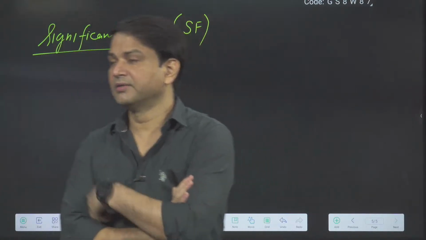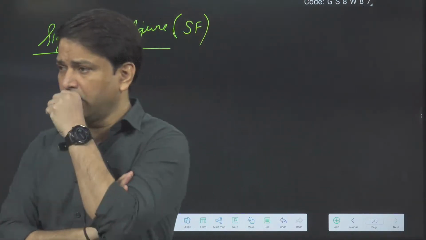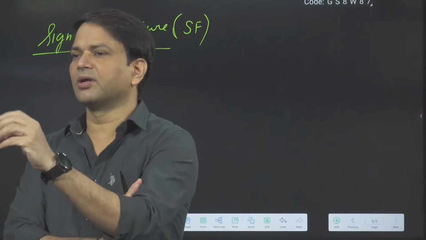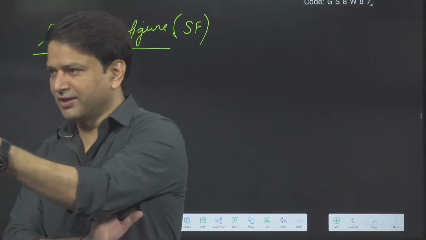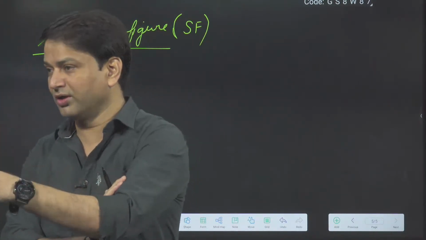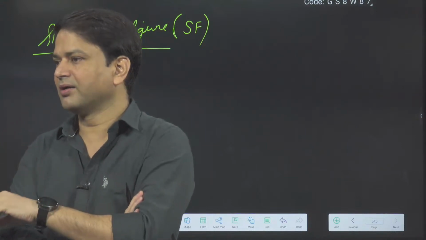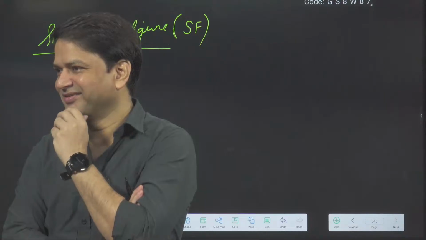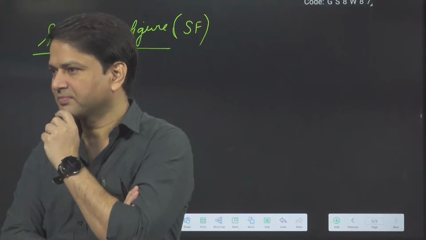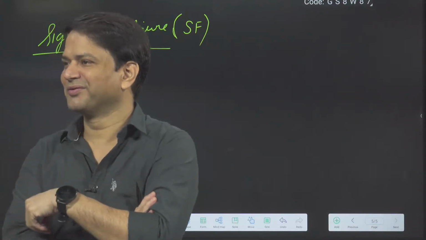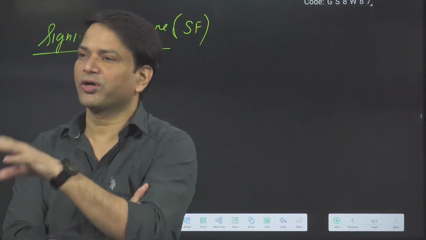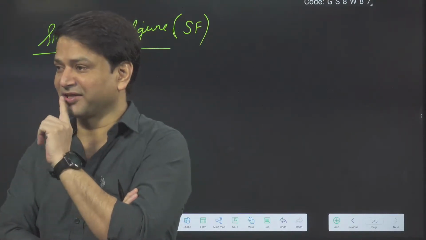Anybody has an idea? So listen, significant figure, whatever rule we have, it is given in the NCERT, or whatever rule we make. Okay, so people are thinking, somebody is saying the last uncertain digit. Okay, so the last uncertain digit is significant only.